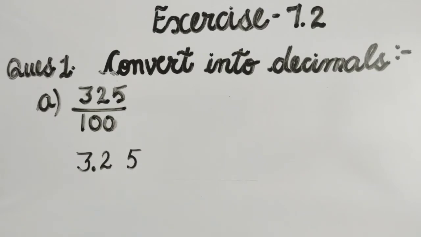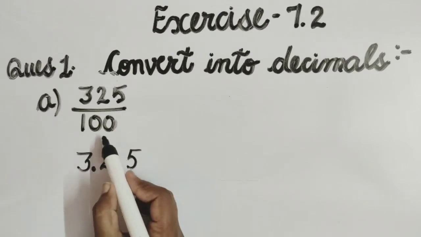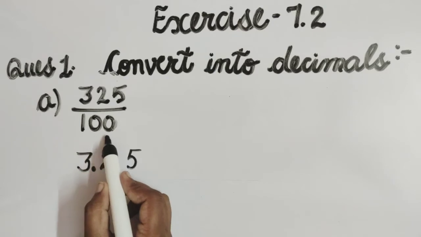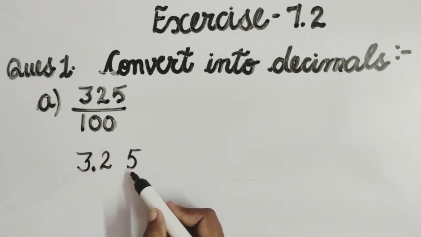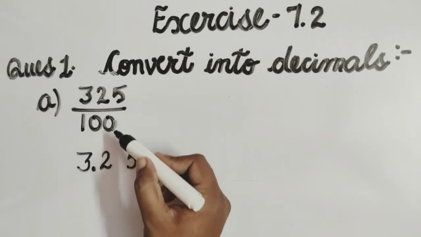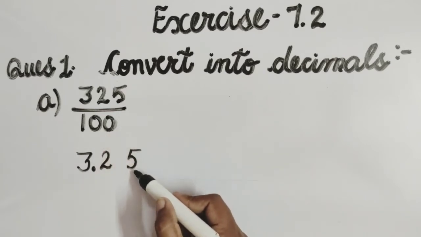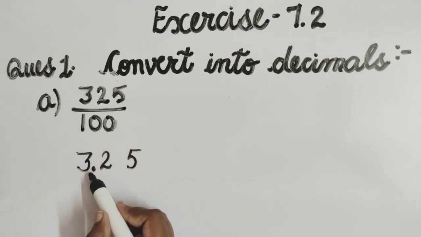Once again I am repeating, students: we have to count the number of zeros in the denominator. After that, in the numerator we have to check from the last. If two zeros are there, then after 2 digits we will put a point.